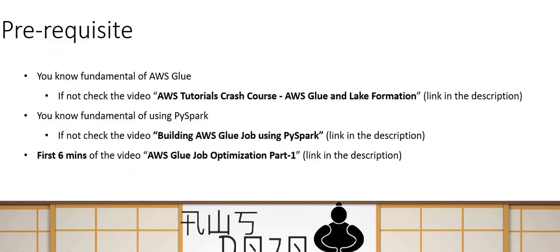A few prerequisites. This is an advanced tutorial, so it is understood that you know how to write an AWS Glue job, you understand the fundamentals of both Glue and Lake Formation, and you also know how to use PySpark with an AWS Glue job to write your code. If you know those things, you are good. If you are not, then you should use some tutorial to learn about it.